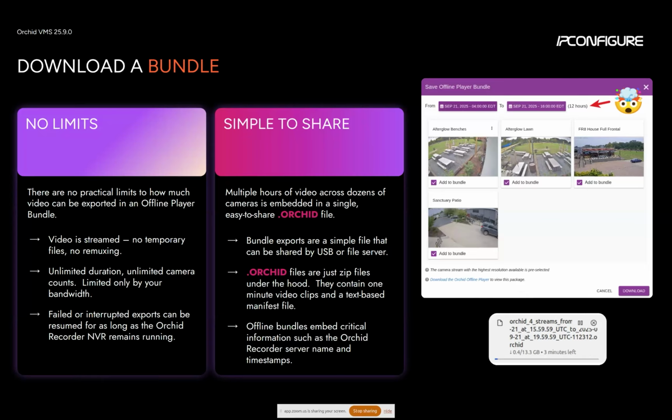Ultimately, we call these .orchid files to make them easier to track, but they're just zip files under the hood. So if you rename it, you can extract it. You'll see all of your original video in there, along with some metadata about that video that our offline player uses.